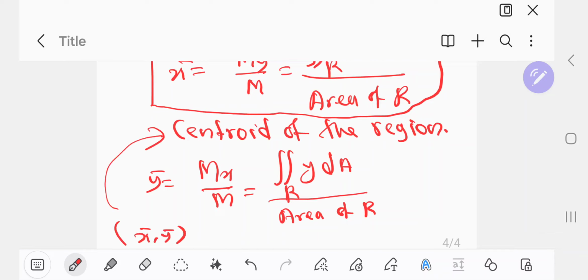Centroid of the region. Okay, so the same formula is enough, but you can simplify it into this kind of formula: the double integral over R of x dA divided by the area of R for x bar, and the double integral over R of y dA upon the area of R for y bar. Okay, then you can see some questions.